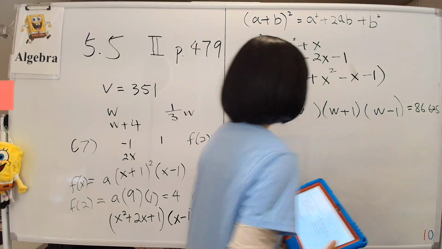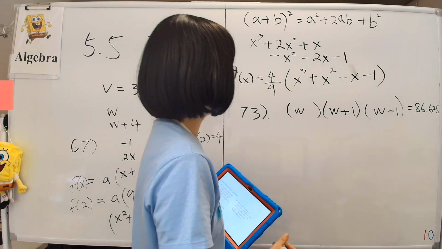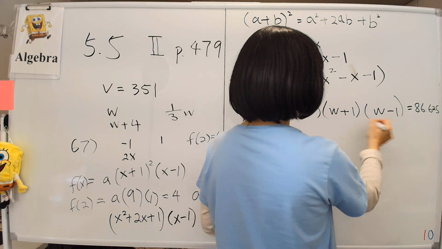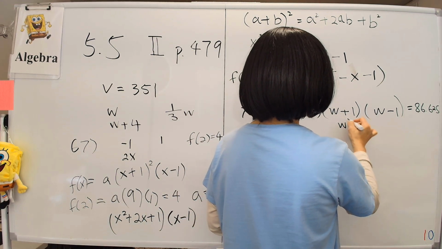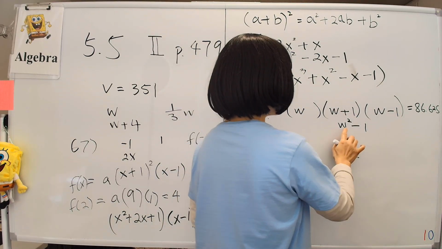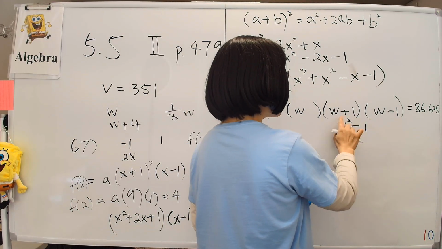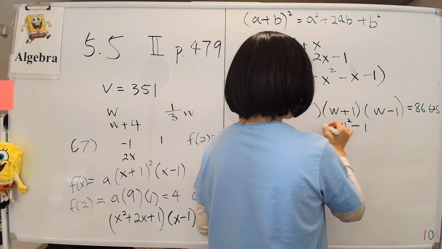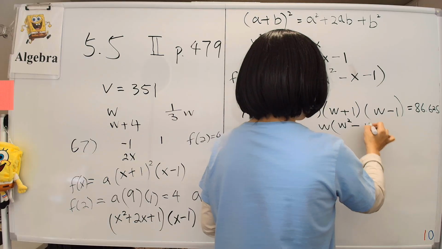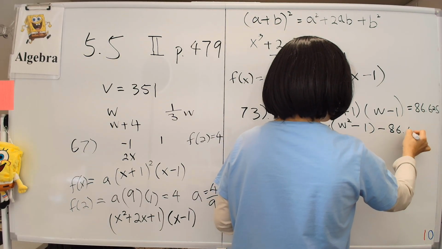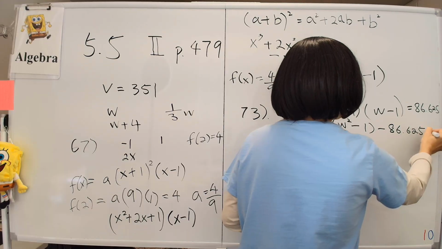All right, so then to figure out what the width is, we multiply this stuff out. This becomes w squared minus 1. That's the plus and minus situation, a squared minus b squared equals a plus b times a minus b, times the w here. And then we minus the 86 point whatever, and that equals 0.